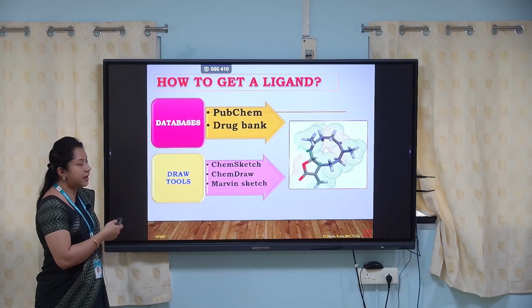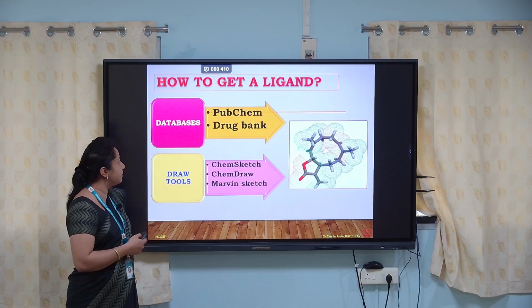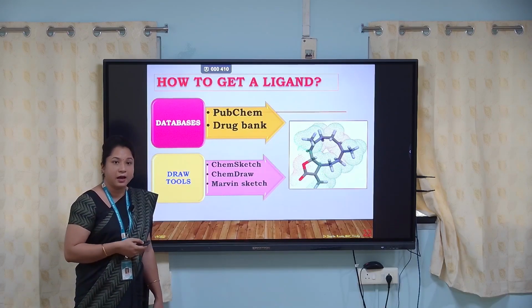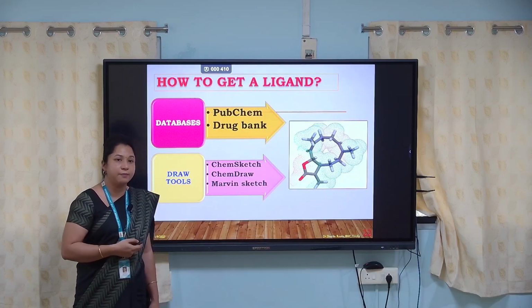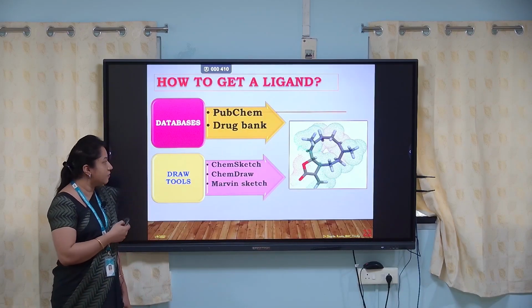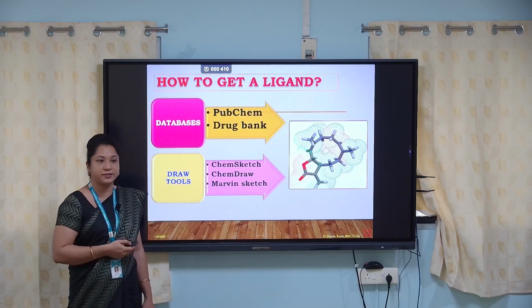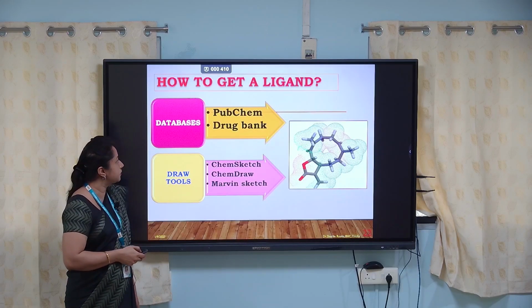The ligand, we can take from PubChem or DrugBank. These are all structure databases. Or if the structure is available in raw format and we are not able to download it from the databases, we can go through some drawing tools like ChemSketch, ChemDraw and Marvin Sketch, and we can upload the structure for our analysis.